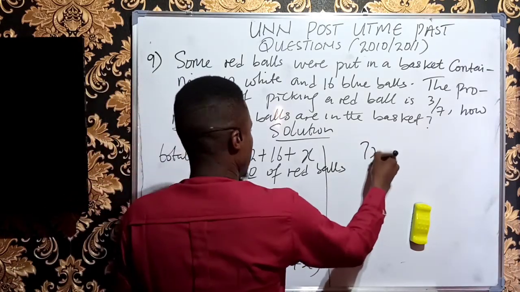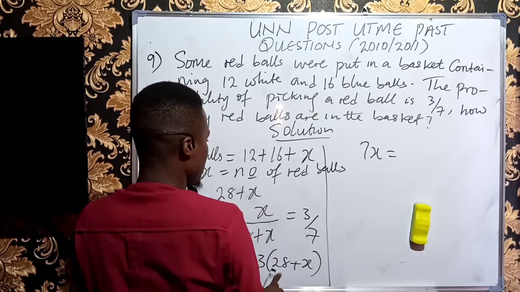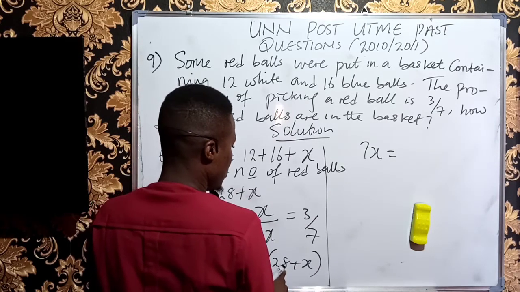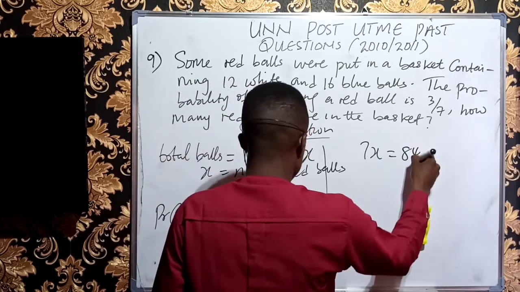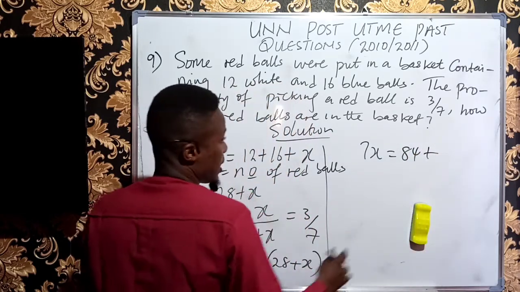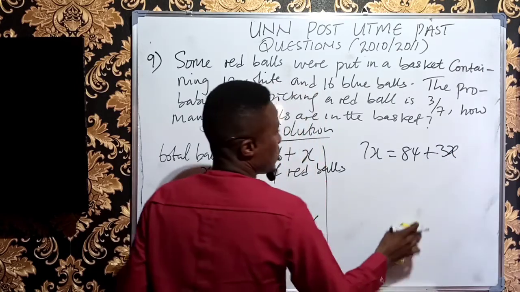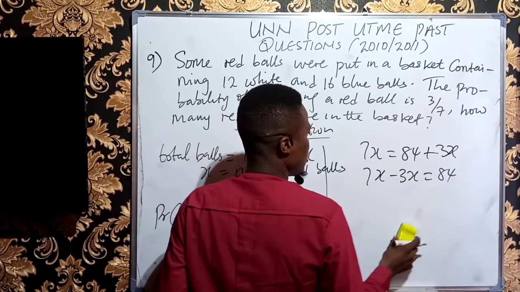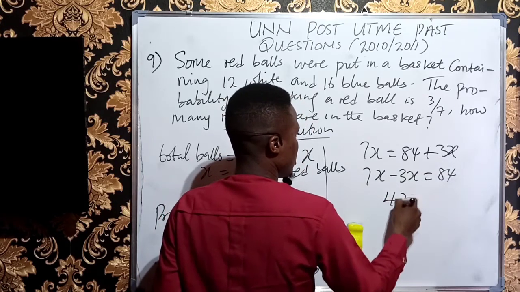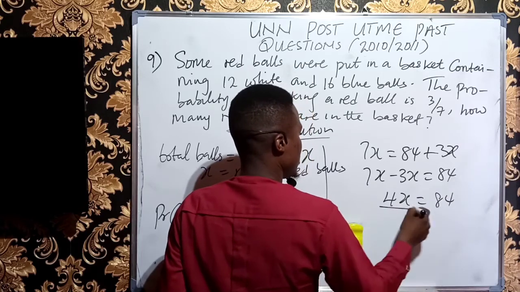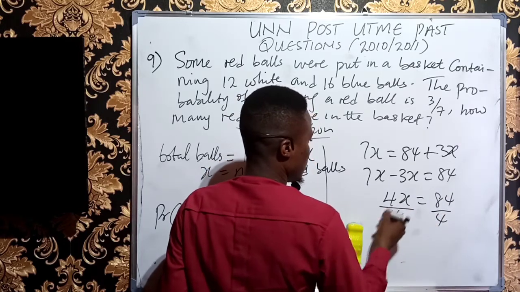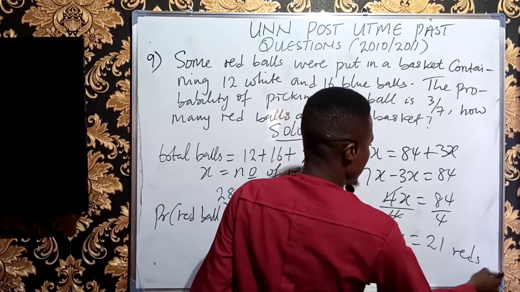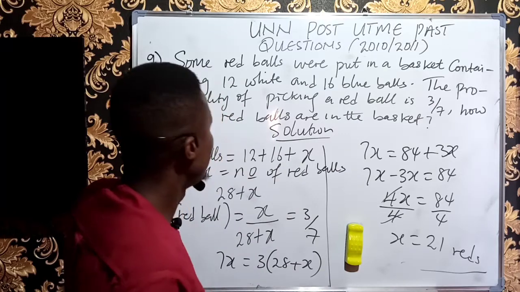So here 7x equals 3 times 28. That is 60 plus 24, which is 84, plus 3 times x is 3x. Now collecting like terms, we have 7x minus 3x equals 84. So when I subtract, I'm getting 4x equals 84. I'll divide both sides by 4. When I do that, I have my x as 21. So there are 21 red balls in the basket.